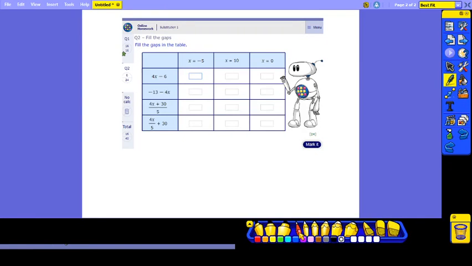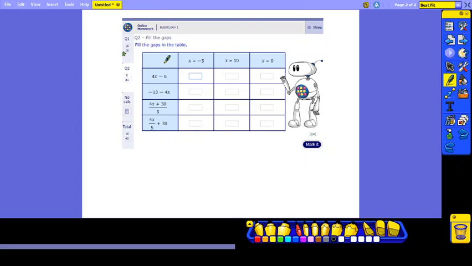Let's have a look at this next one here. So this table is telling me that I've got some headings saying what x is equal to. So here x is equal to -5, x is equal to 10, and x is equal to 0. I'm going to start with this middle column, x is 10, because it's going to be easier for me to explain how to substitute x with a positive number rather than a negative number to begin with.